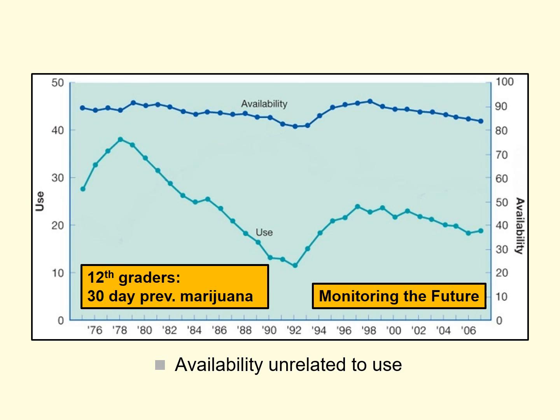That blue graph for availability is relatively steady. That kind of green or turquoise graph for use is quite variable. So it seems to me, at least, that availability is unrelated or not closely related to actual use of this drug. So we've ruled out, at least I think provisionally ruled out, media and culture.